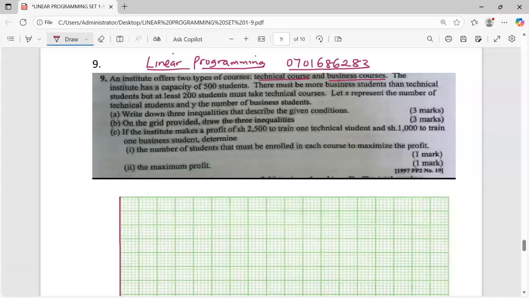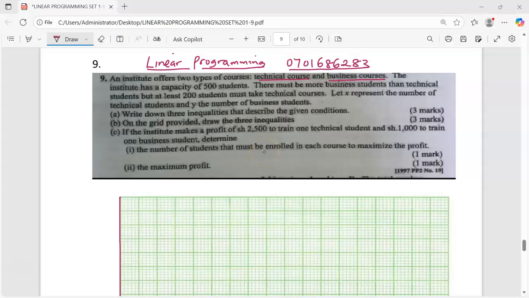There must be more business students than technical students, but at least 200 students must take technical courses. Letting X represent the number of technical students and Y represent the number of business students. A. Write down three inequalities that describe the given conditions.